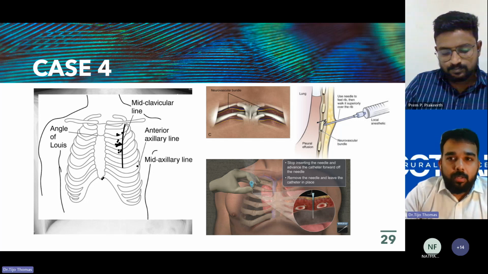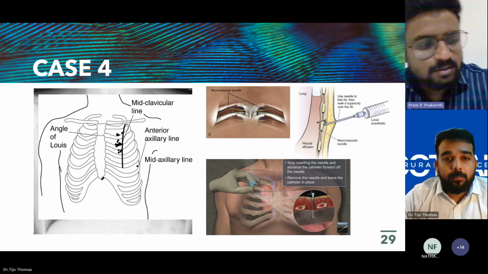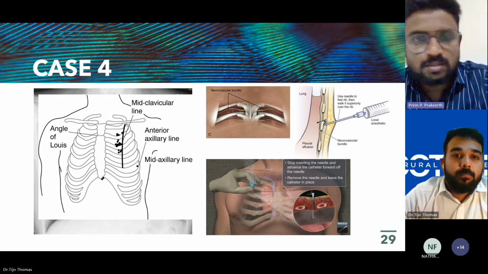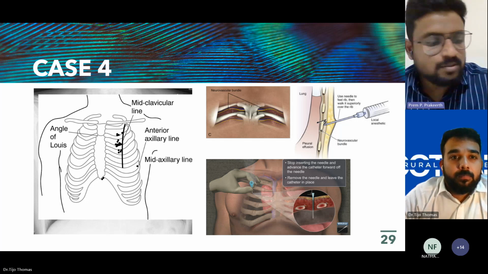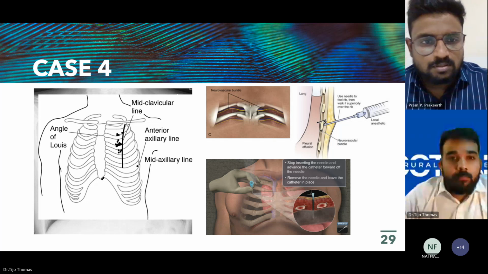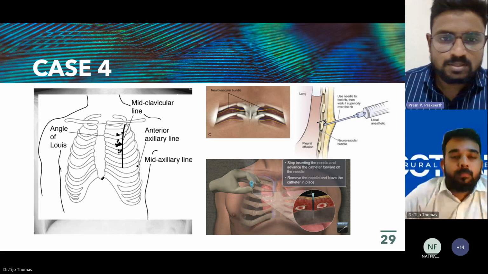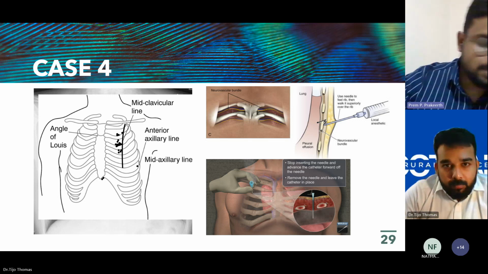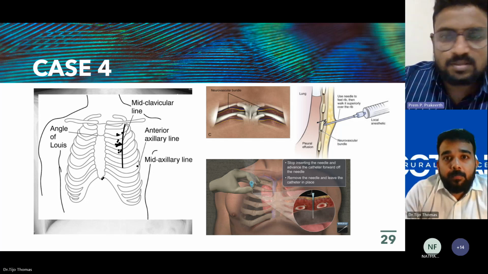Prince, do you want to add anything? No, so always suspect, if a known case of COPD comes with breathlessness, it may not always be a COPD exacerbation. They can come with pneumothorax because of bullae rupture. They can have spontaneous pneumothorax. So you should have a high index of suspicion of pneumothorax in COPD patients, especially as the patient already has a hyperinflated lung.